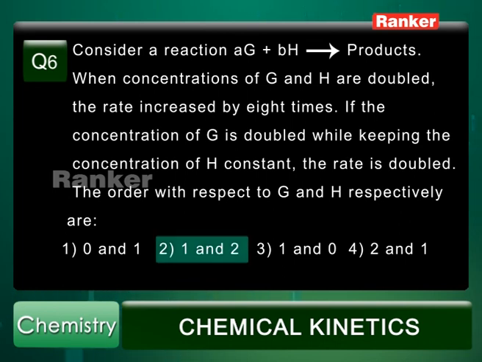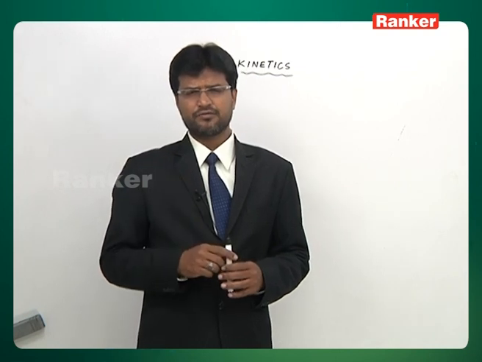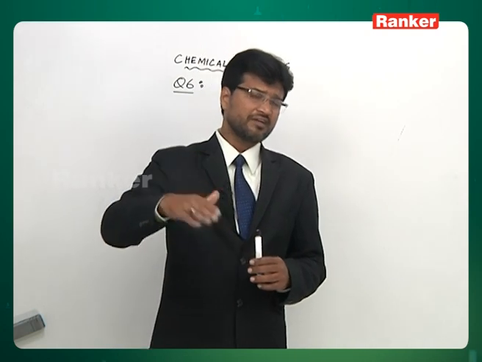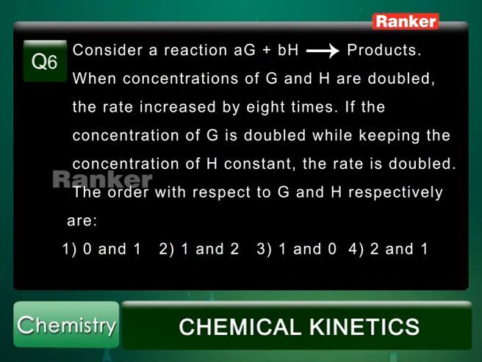Order with respect to G is 1, order with respect to H is 2. Order with respect to G is 1 because doubling G is doubling the rate, and order with respect to H should be 2 because doubling H alone is increasing the rate 4 times. So that's why it is 2. So the correct answer is the second option, 1 and 2.